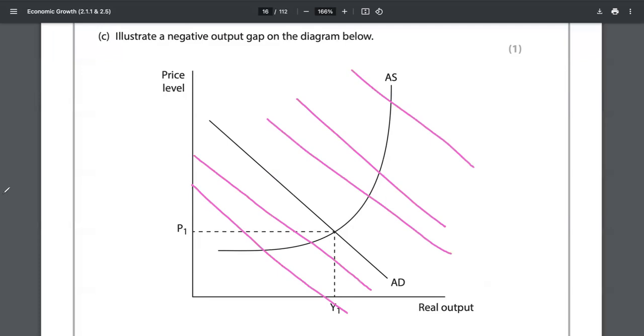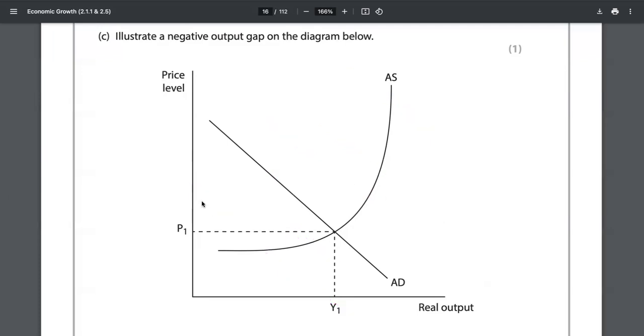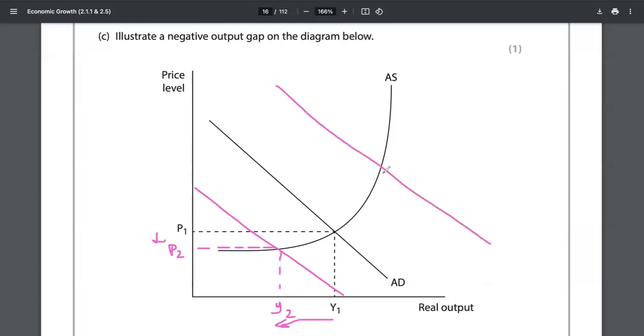Wait, can you just explain that one more time? Yeah. So if AD goes from here to here, does the price go down by much? Not that much. But if AD goes to the right, it goes up by a lot.